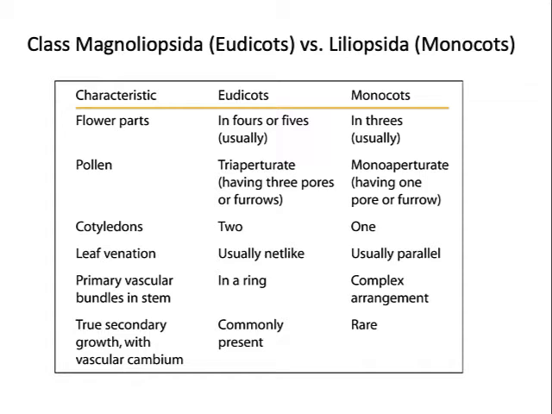In the monocots, the flower parts are in 3s, typically. The pollen is monoaperture, meaning 1 opening. It has 1 cotyledon, parallel leaf veins. Primary vascular bundles in the stem are complexly arranged, and they do not have true secondary growth as we learned with the dicots.